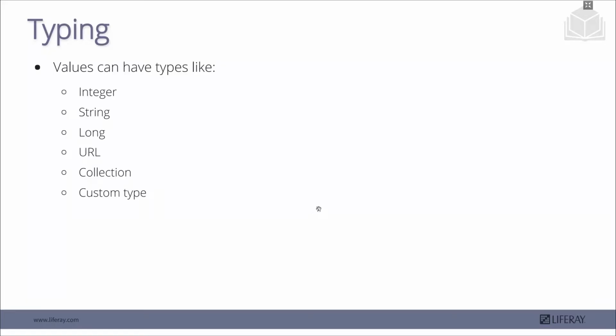When we're dealing with types, not the typing on our keyboard, our key value pairs can have a number of different types: integer, long, string, a URL, a collection, or maybe something that we customize.